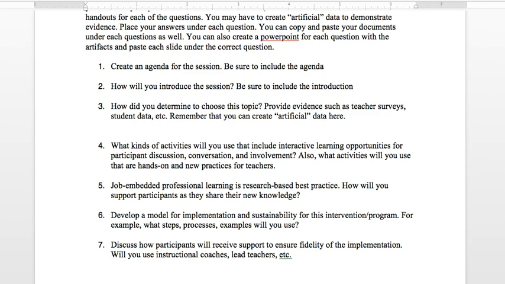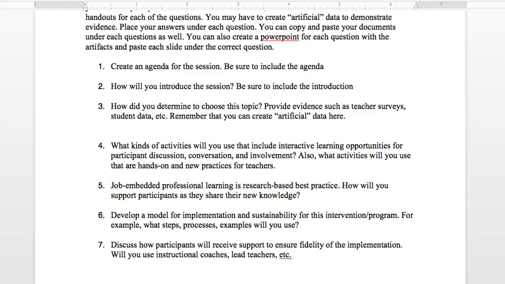Talk about the activities that you're going to use that include interaction, active learning. People are thinking about it, talking about it. And how are you going to give some hands-on so these teachers can have new practice? They don't want to just hear about it. They want to be able to do it as well. Job-embedded professional learning is a research best practice.